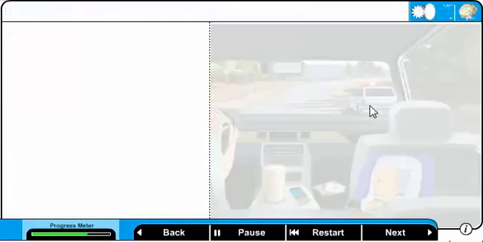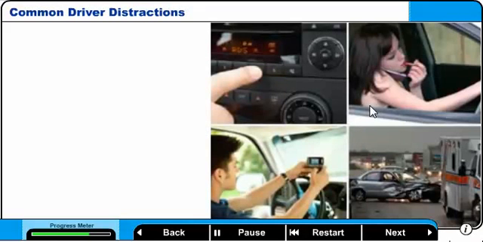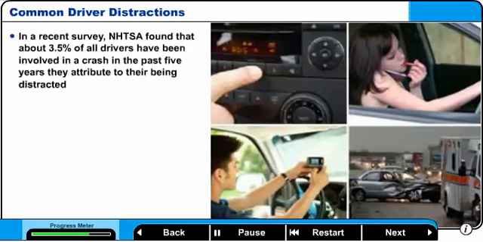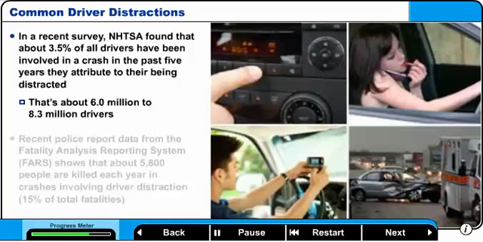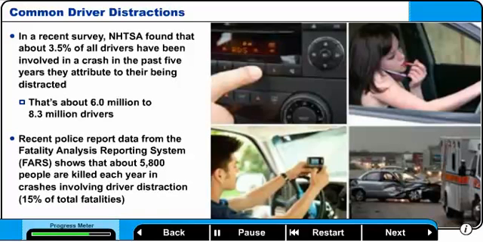Let's continue. So, how big of a problem is distracted driving? In a recent survey, NHTSA found that about 3.5% of all drivers have been involved in a crash in the past 5 years they attribute to their being distracted. That's somewhere in the region of 6 million to 8.3 million drivers. Recent police report data from the Fatality Analysis Reporting System, FARS, shows that about 5,800 people are killed each year in crashes involving driver distraction. These types of crashes account for more than 15% of all total fatalities.